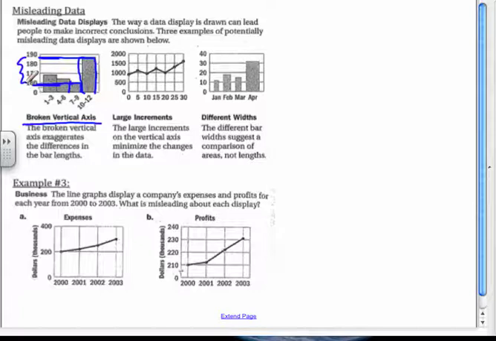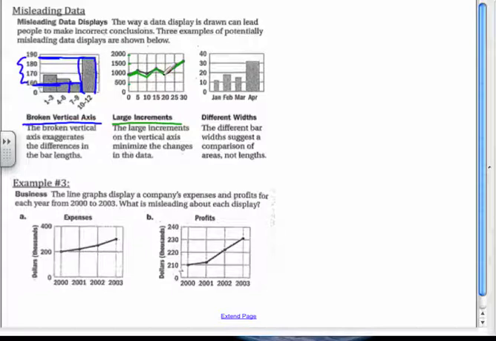Now, when you look at the next one, large increments, it says the large increments on a vertical axis minimize the changes in the data. This doesn't look like a big change, but that's a change of about 300 between those 2 data points. This doesn't look like a lot of change, but it's really about 600. So you can see how if these units jump a lot in large increments like that, it minimizes the amount of change that we can see.